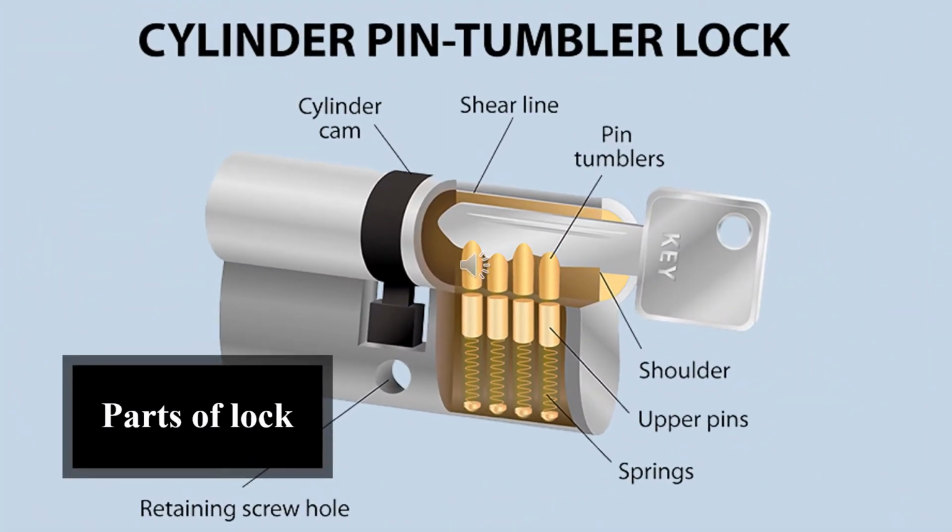The main parts of the lock are the cylinder cam made of stainless steel, the shear line made up of brass, pin tumblers made of die-cast zinc, the key made of aluminum or brass, upper pins, and springs made up of chrome.